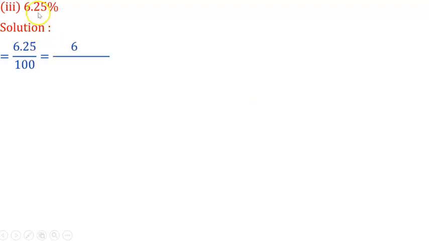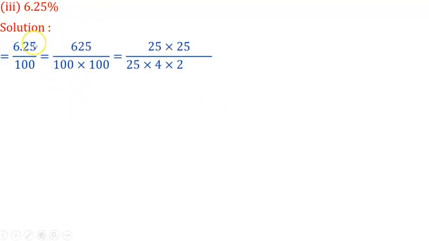Next example, 6.25 percentage. 6.25 percentage means what? 6.25 upon 100. Next, 6.25 means what? 625 upon 100 into again this 100, their multiplication. That is, 625 means what? 25 into 25. Again this 100 means what? 25 into 100. This 100 means what? 25 into 100. 25 into 25, 25 into 25 get cancelled, you will get here 1 upon this 4 into 4. 4 into 4 means what? 1 upon 16. Therefore the answer is 1 as to 16.